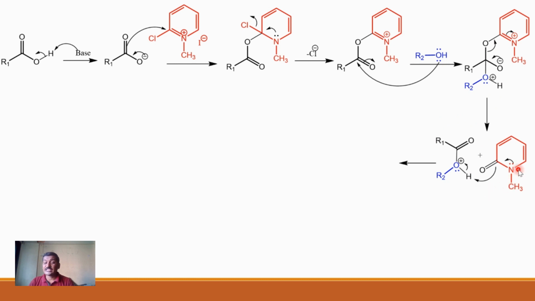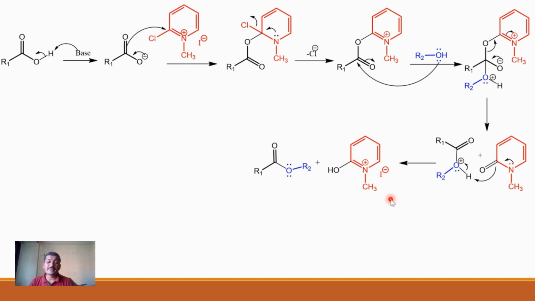Then the pyridin-2-one accepts the proton from the protonated ester and gives you the ester and the 2-hydroxy N-alkyl pyridinium salt. This is the mechanism of the Mukaiyama esterification reaction. The mechanism is very simple. You can prepare a variety of esters by using this Mukaiyama esterification reaction.